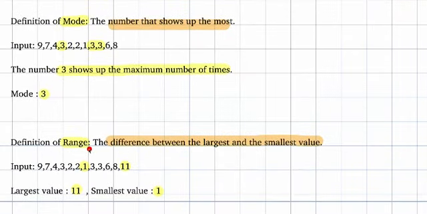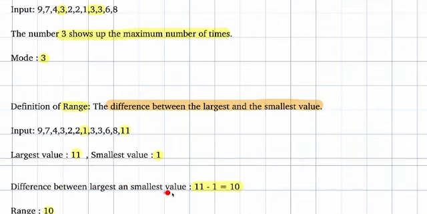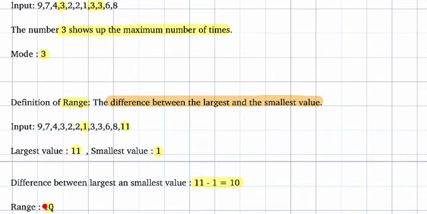Definition of range: the difference between the largest and the smallest value. In this input, we have 9, 7, 4, 3, 2, 2, 1, 3, 3, 6, 8, and 11. Largest value is 11. The smallest value is 1. So the difference between the largest and smallest value is 11 minus 1, which is 10. So our range is 10.